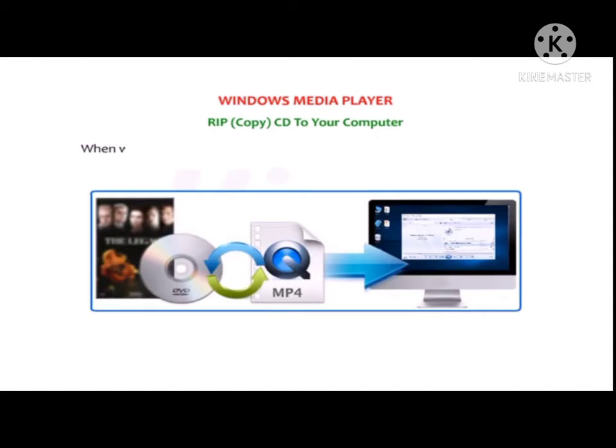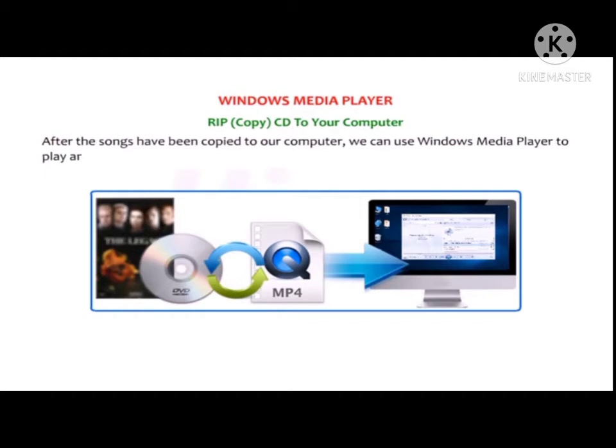Rip CD to your computer. We can copy songs from our favorite music CDs and DVDs onto our computer with Windows Media Player. When we rip music, we are actually copying songs from a CD to a computer. After the songs have been copied to our computer, we can use Windows Media Player to play and organize the songs, create playlists, and copy music to portable devices.